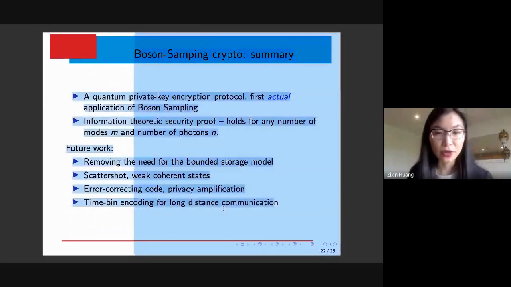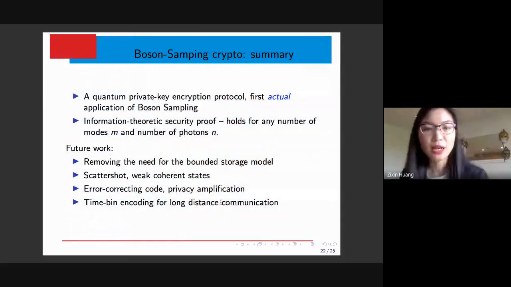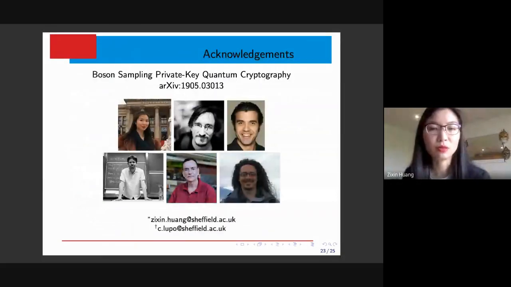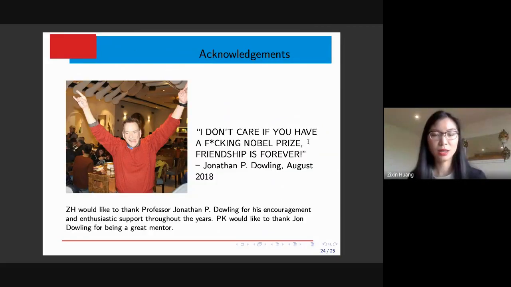And giving credit where it's due, the idea was first conceived by, I guess, John Dowling and Peter Rohde somewhere in Sydney a couple of years ago, but we had no idea how to do the security proof until Cosmo Lupo came along. I would like to thank Professor John Dowling for his encouragement for the years I've known him, and he was really like a father figure to a number of us on the paper, actually.